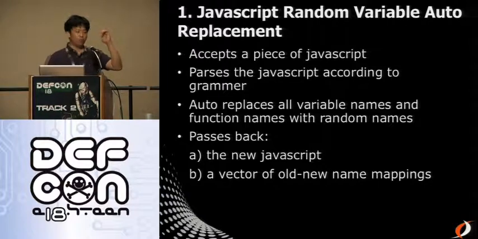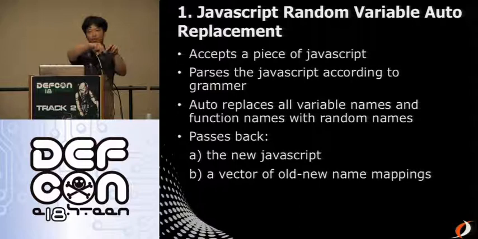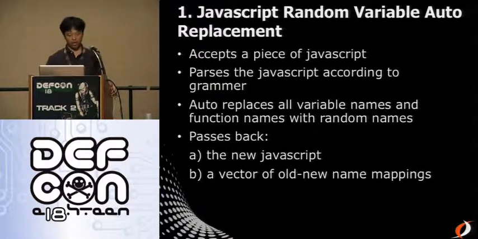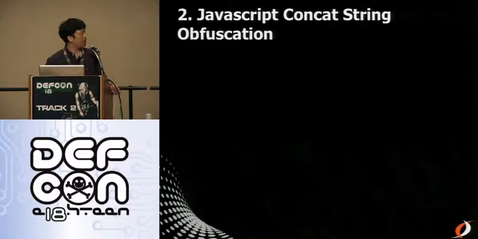We want every random variable to be of 4 to 10 characters in length. So right now it's all random. We're thinking about adding a dictionary to it so it doesn't look strange, right? If a dictionary of 1,000 words, that may work. And it passes back the new JavaScript and a vector of old-new name mapping, so you know which of your variables is replaced with which name. And this is how you actually use it in Drivesploit.